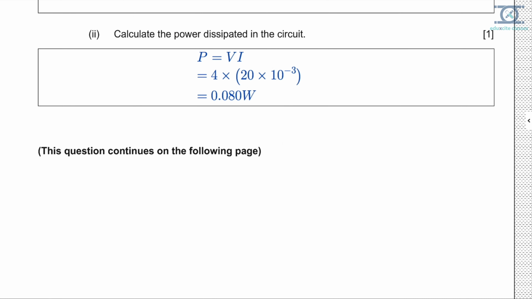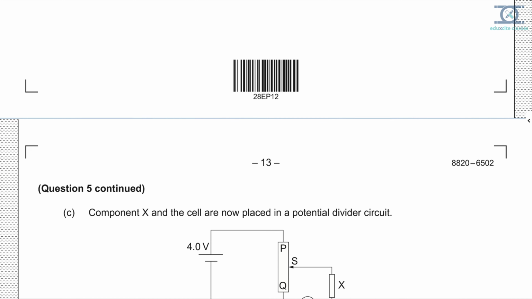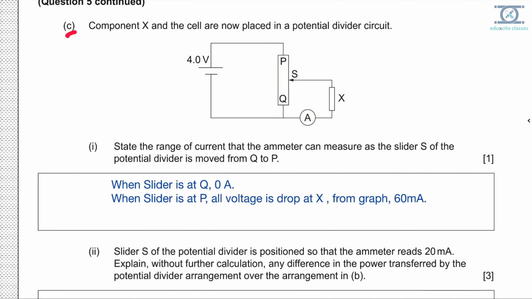Now the second part, power dissipated in the circuit. So power is V times I. V is for the complete circuit, it is asking. So V is 4, current is given. So 0.080 watt is the answer. 1 mark, simple.